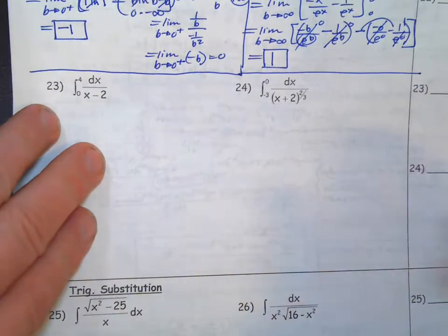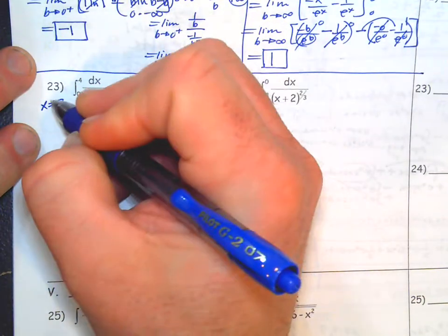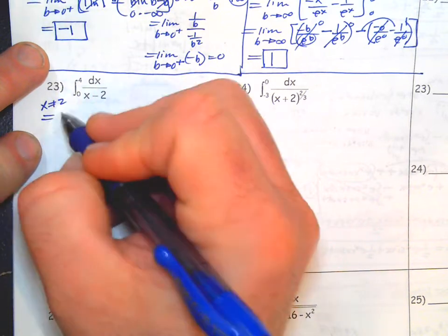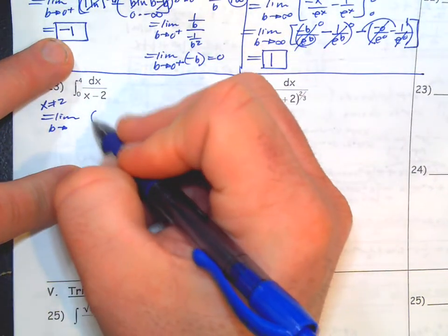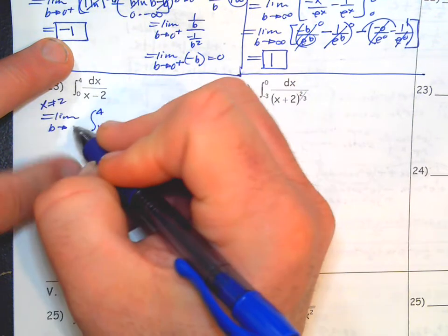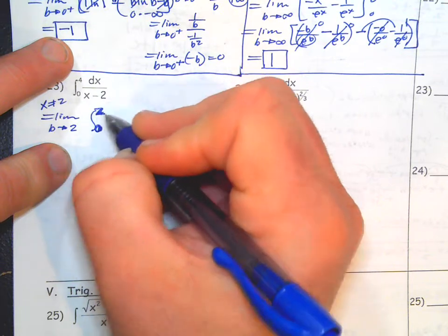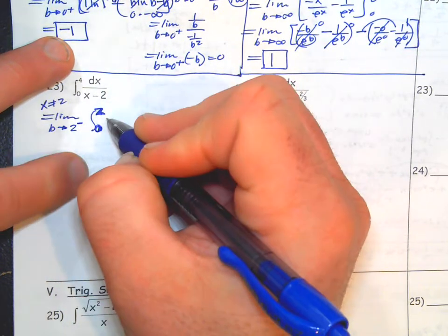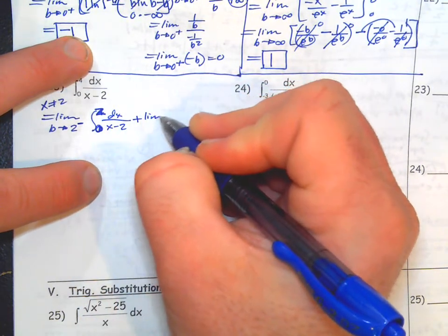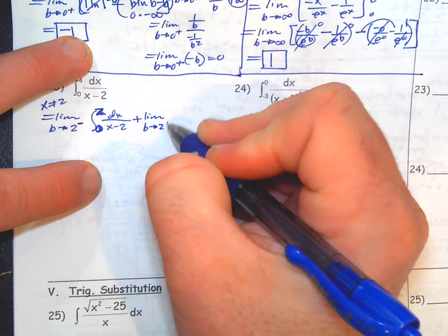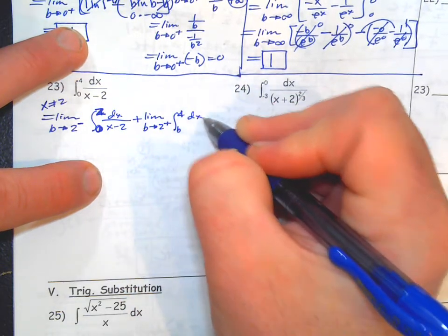Okay, 23. X cannot be 2, so that's a problem for us. So we've got to break it up. Limit as b goes to 4. So from 0 to 2 first, that might make more sense. So 2 from the left side, and 2 from the right side, we're going to go to b to 4. So it matters which side you're on.